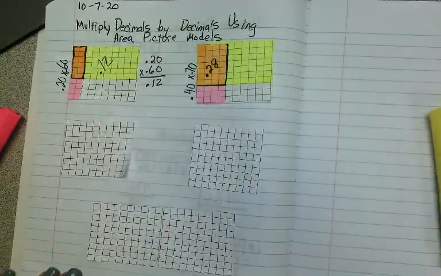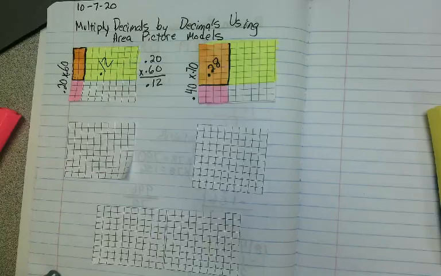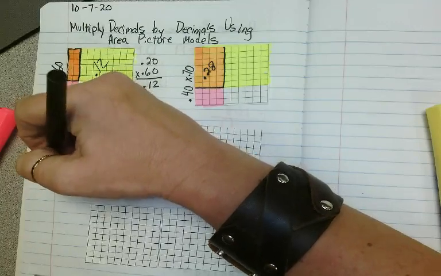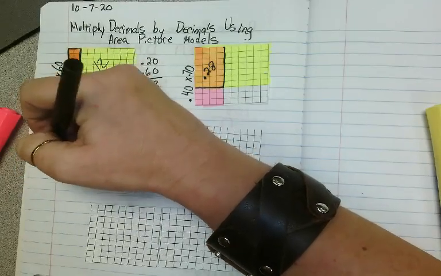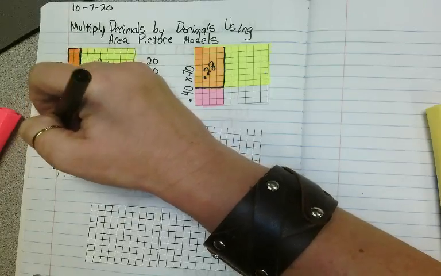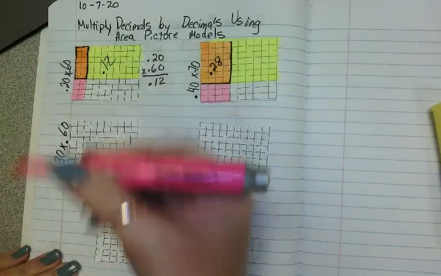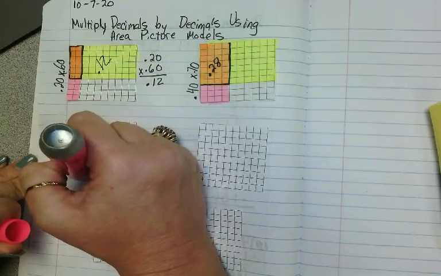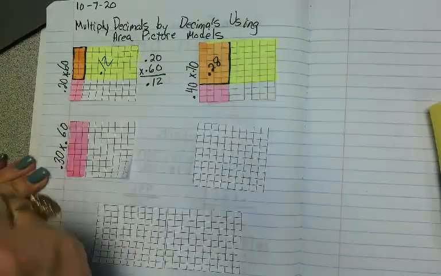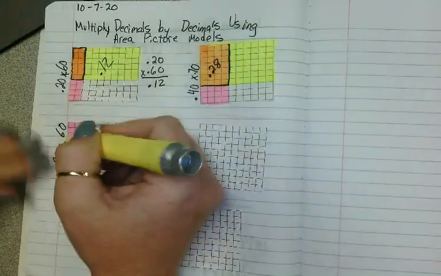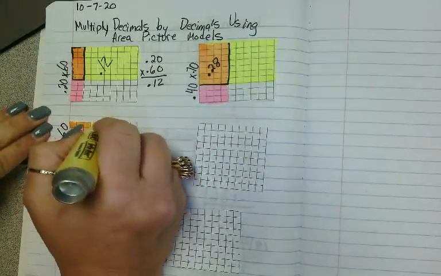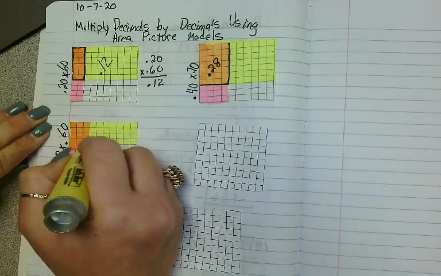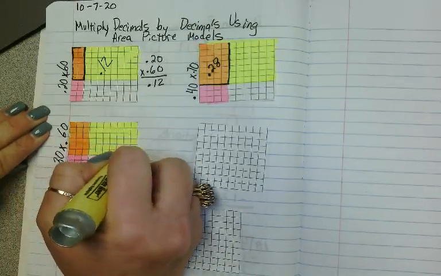I think we should do one more example, and then we will move on to a little bit of practice for later on. So let's just try 3/10 times 6/10. Okay, I'm just going to shade in 3/10 going downward. There's my 3/10. Then I'm going to shade in my 6/10 going in the opposite direction. 1, 2, 3, 4, 5, and 6.